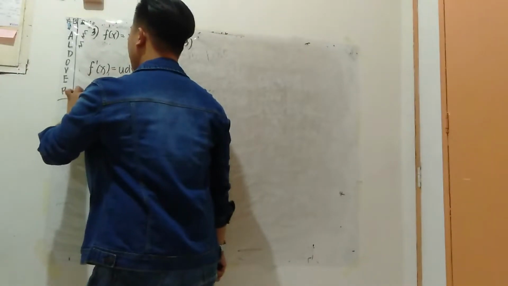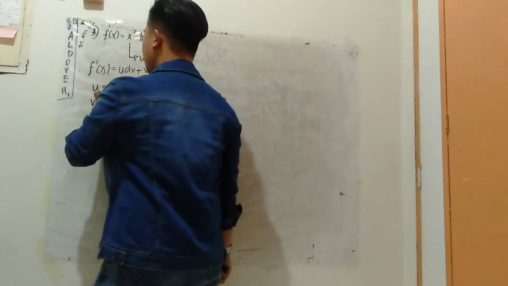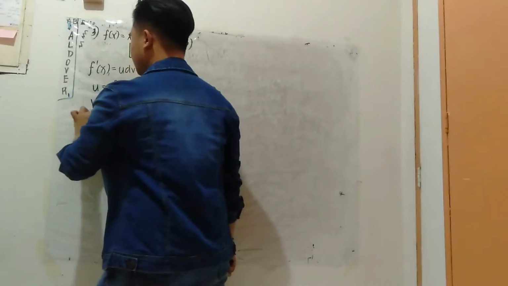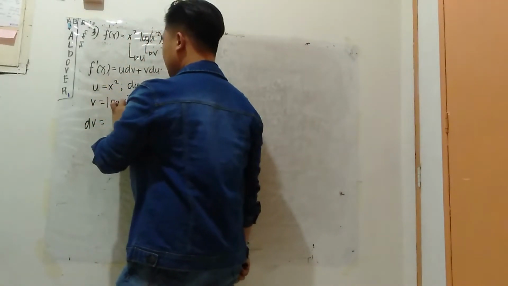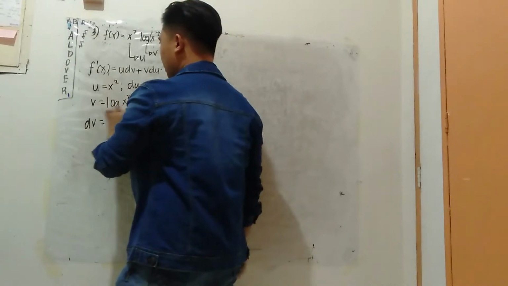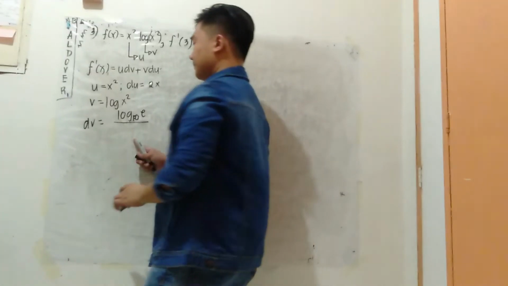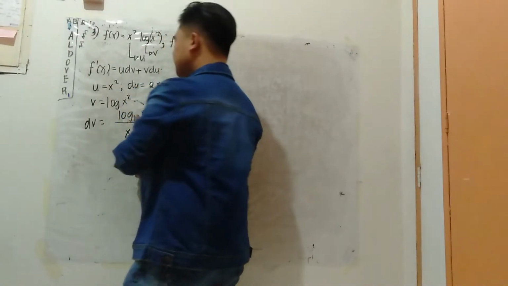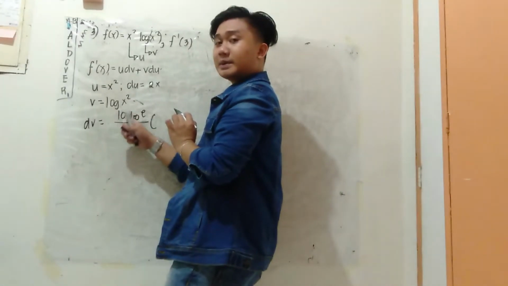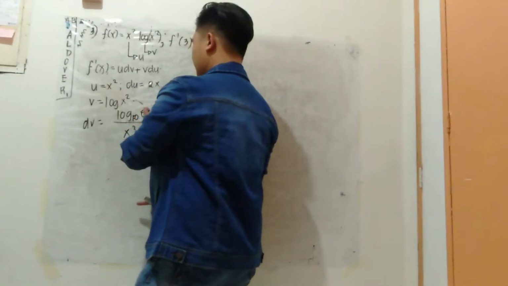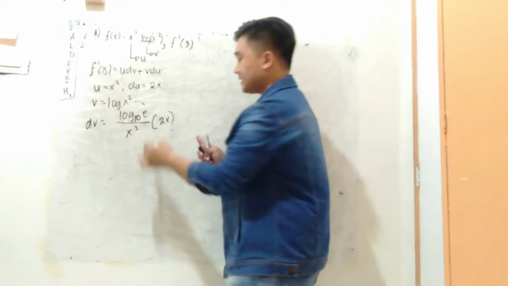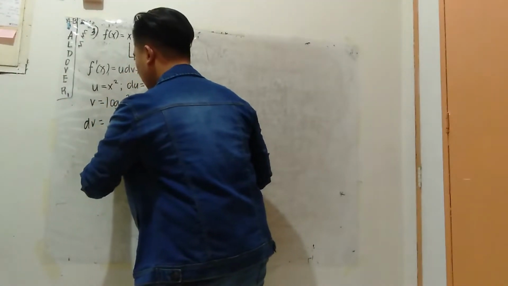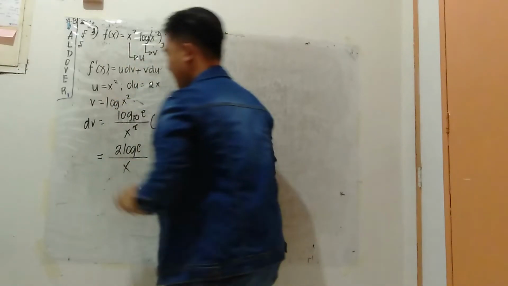And then, v is equal to log x squared. Okay? So, dv is equal to log of e, or log of e to the base 10, all over u, which is your x squared, times the derivative of u. What is the derivative of x squared? 2x. So, as you can see, we can just cancel this, and my dv is 2 log e over x.